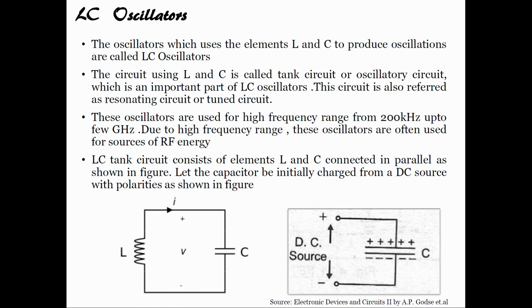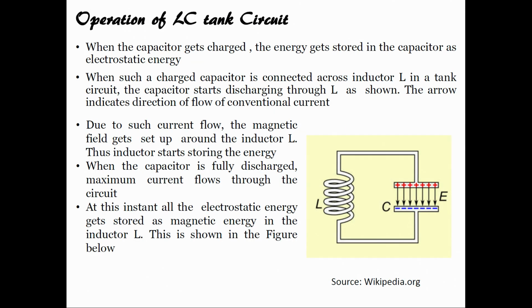The LC tank oscillator circuit consists of L and C connected in parallel as shown in the figure. Let the capacitor be initially charged from a DC source with the polarity shown in the figure. So, suppose a DC source is there and we are charging the capacitor in the polarity shown, what will happen? Let us see first when it charges what happens.